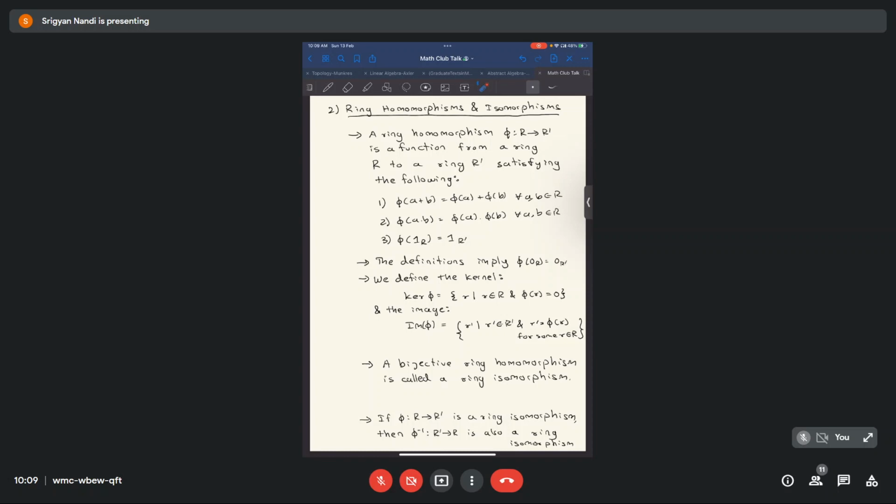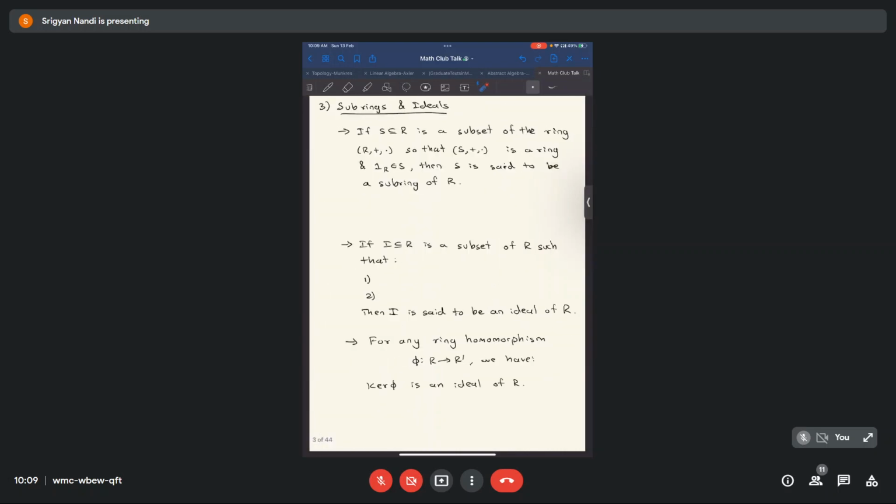So as with any other algebraic object, a bijective homomorphism will be called a ring isomorphism. And although not immediately obvious, but pretty intuitive, if phi from R to R dash is a ring isomorphism, then it is of necessity that phi inverse, which exists since we defined phi to be an isomorphism, or if and only if it was bijective, so we have phi inverse from R dash to R is also a ring isomorphism between the two rings.